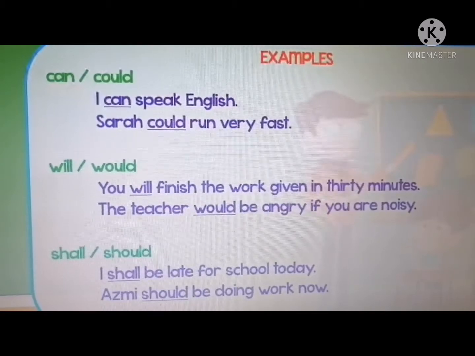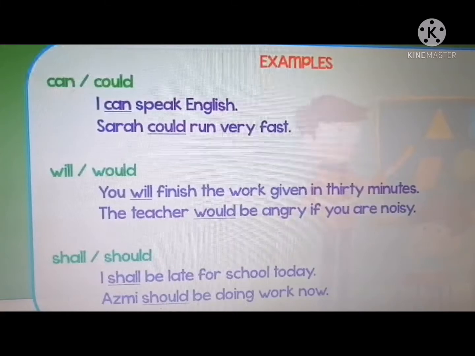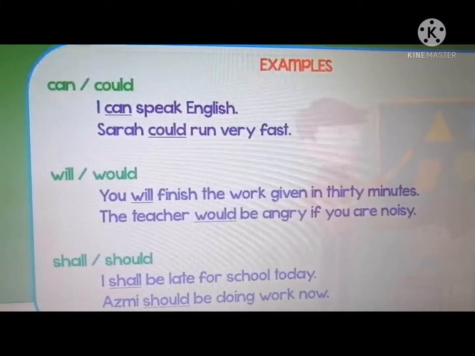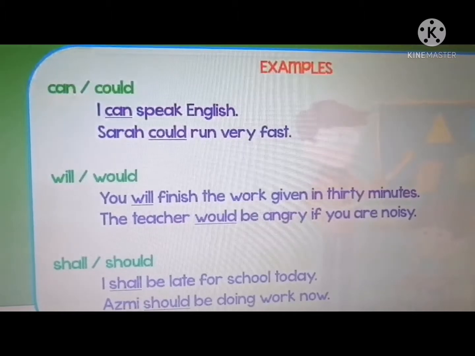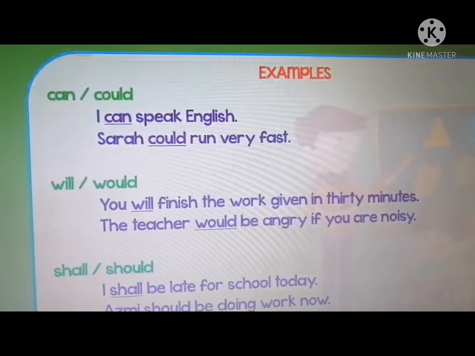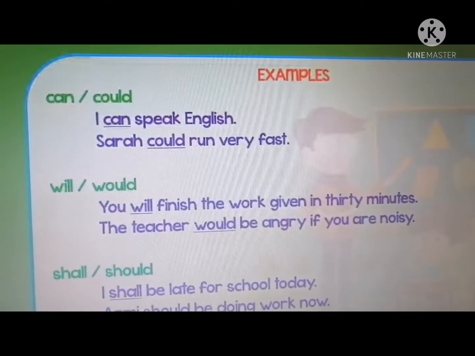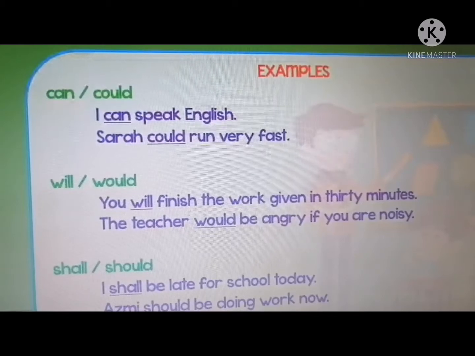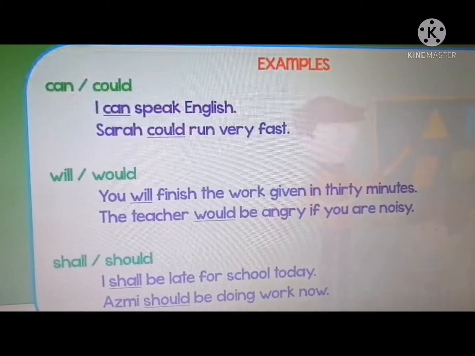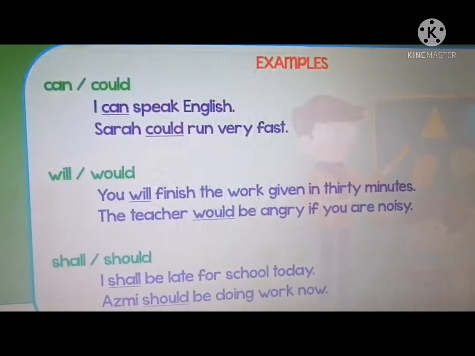Examples of modal verbs in sentences are like, I can speak English. Sarah could run very fast. You will finish the work given in 30 minutes. The teacher would be angry if you are noisy. I shall be late for school today. Azmi should be doing work now.